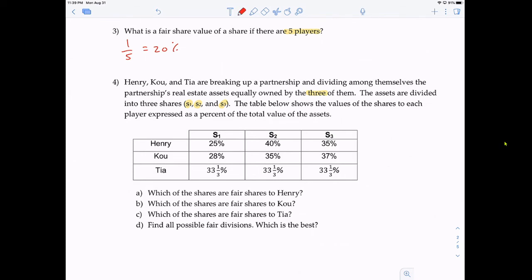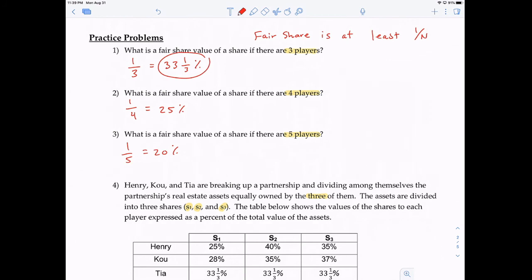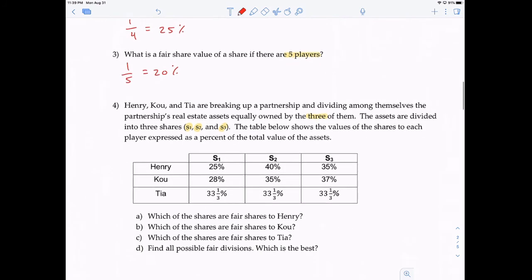So what is fair share? Well, there's three players. So we know from previously that at least 33 1/3% is equal to a fair share, right? So fair share is at least 33 1/3%. So for example, Hendry here would view the second piece as fair share because it's at least 33 1/3%. He would also view the third share as fair share because it's at least 33 1/3. And then Ku views the second piece and the third piece as fair share as well, because both of those are at least 33 1/3. And then Tia views each of these as fair shares.